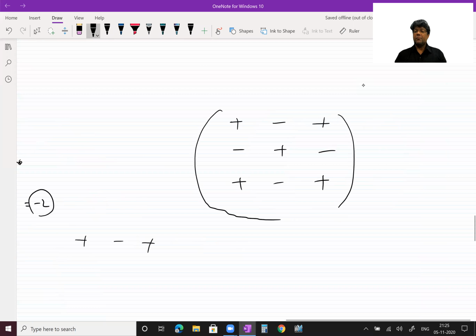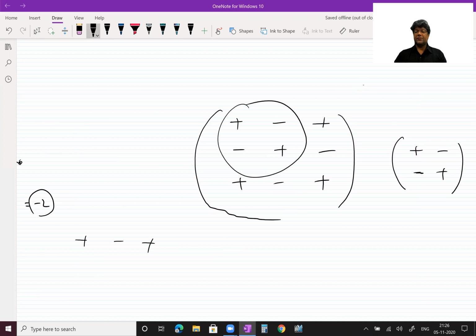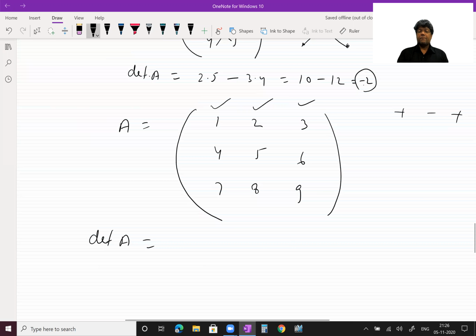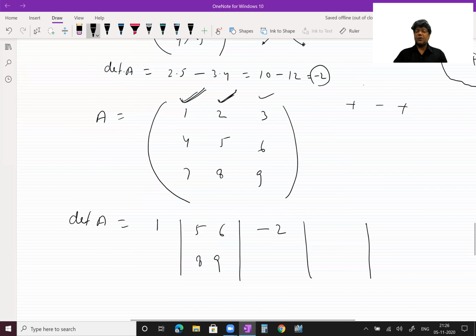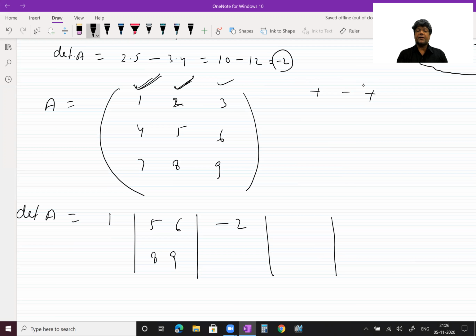This is for 3 by 3, but for 2 by 2 it will be plus, minus, minus, plus. So how to do it? The first element 1 is multiplied by, deleting the row and the column in which this element 1 is lying, what is remaining: 5, 6, 8, 9. Now minus the second element 2, multiplied by, deleting the row and the column in which 2 is lying, the remaining is 4, 6, 7, 9. And plus the third element 3.